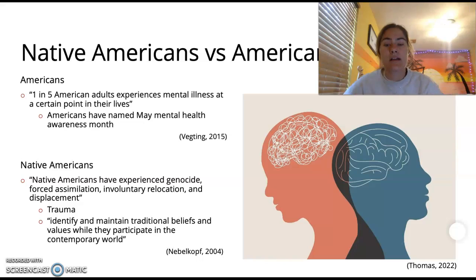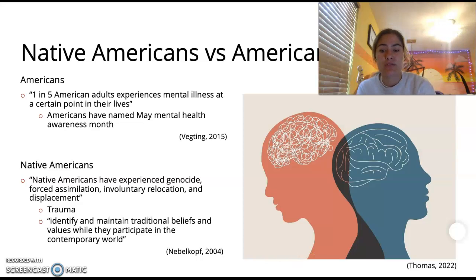Americans have gone as far as naming May Mental Health Awareness Month. However, Native Americans view mental health in a very different way. According to Nebelkoff, Native Americans have experienced genocide, forced assimilation, involuntary relocation, and displacement, which has caused them lots of trauma over the years and has led to many mental illnesses throughout generations.